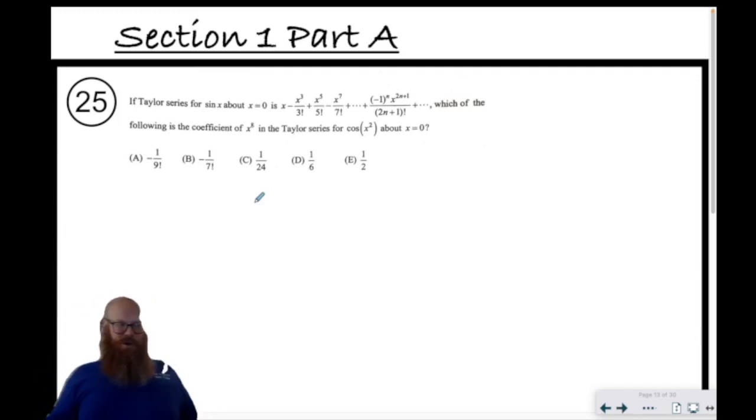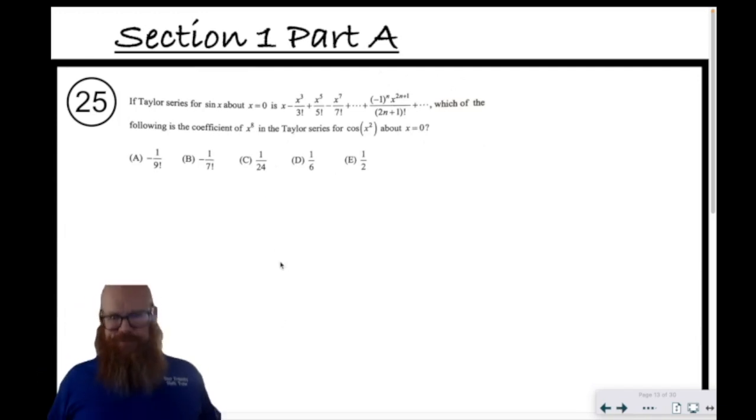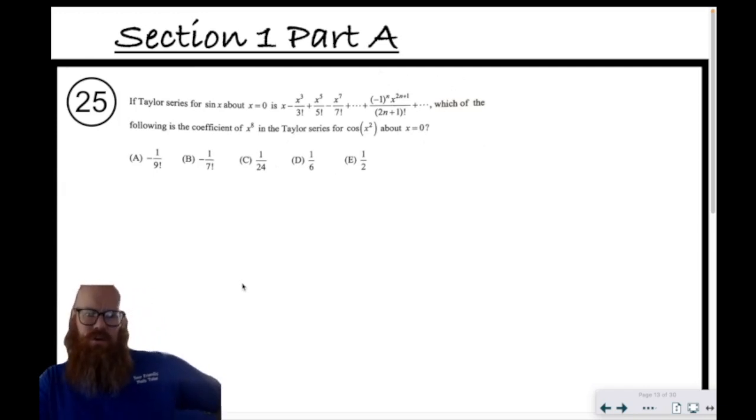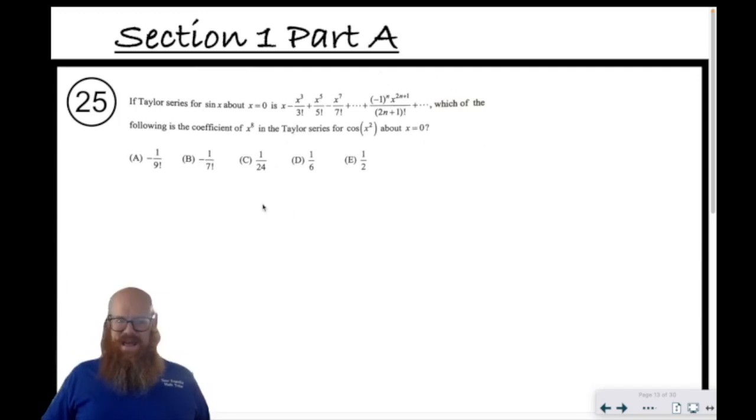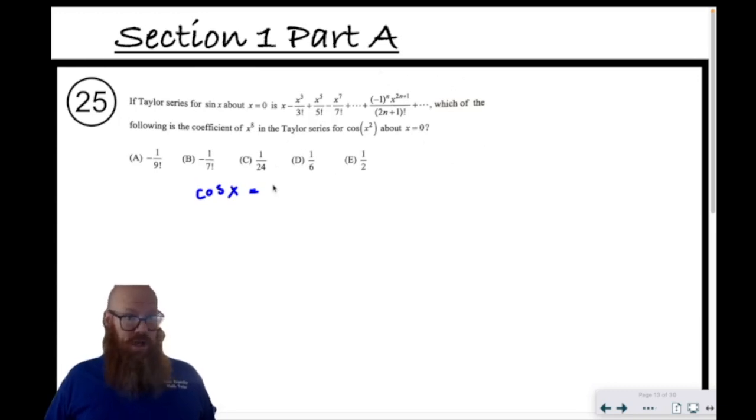All right, moving on to number 25. We've got the Taylor series for sine x, which they're kind enough to give us. Which of the following is the coefficient of x to the 8th in the series for cosine of x squared? So I guess the reason they're giving us this is that cosine x is going to be the derivative of this. You should just know this, though.